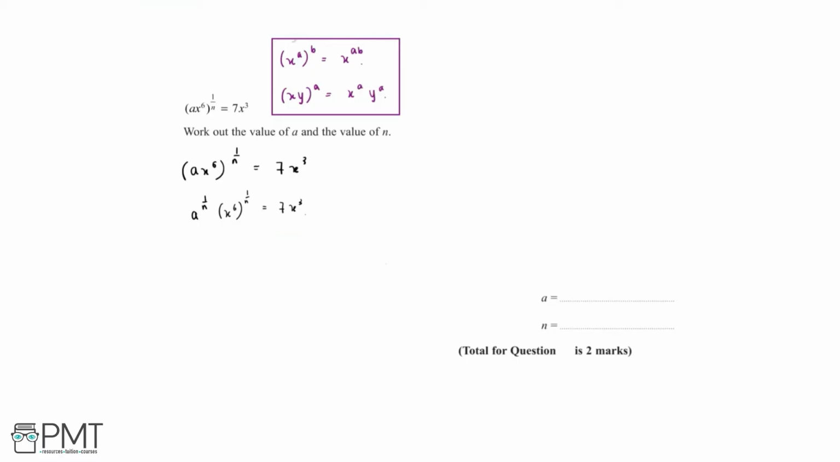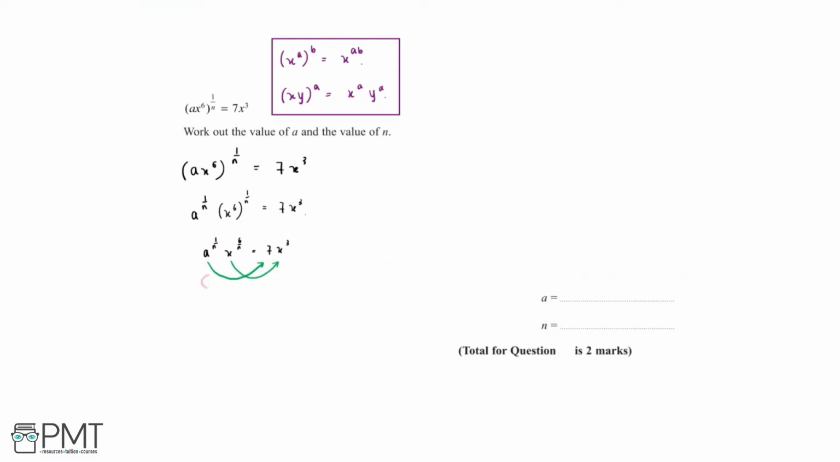Well, now we can use the first rule. We said that x to the power of a, all to the power of b, is equal to x to the power of a times b. We can use that in this case. We have x to the power of 6, all to the power of 1 over n, and so that's equivalent to x to the power of 6 times 1 over n, which is the same as x to the power of 6 over n. And so over here we have the a to the power of 1 over n multiplied by x to the power of 6 over n is equal to 7x cubed.